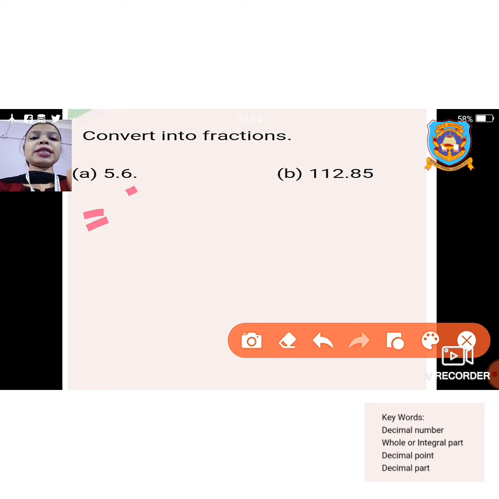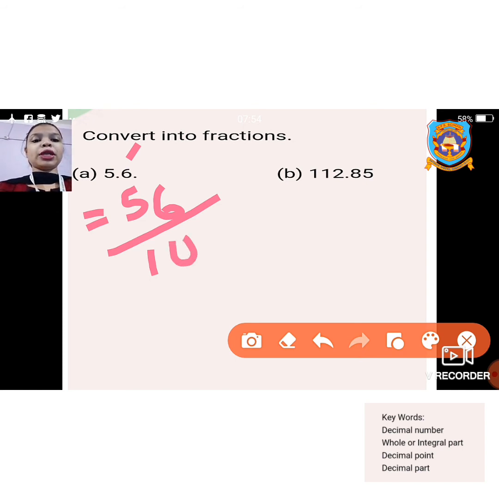So 5.6, I will write the number 56 because I have to remove the decimal point. Then I will count after the point how many numbers are there. There is one number, that is 6. Then you write 1, and since after the decimal point there is one number, I'll put only one 0. This is the fraction 56 by 10. Fraction is what? Numerator by denominator, isn't it?